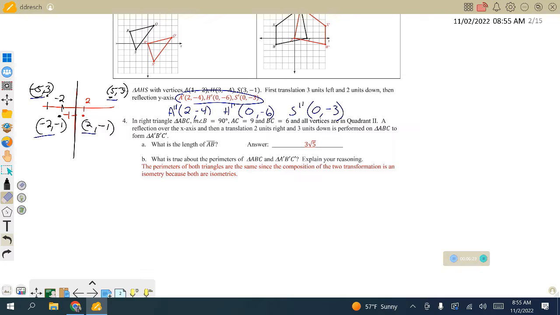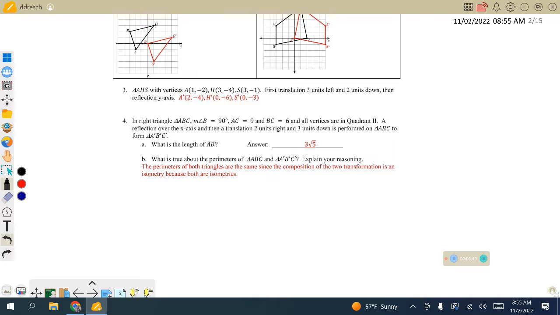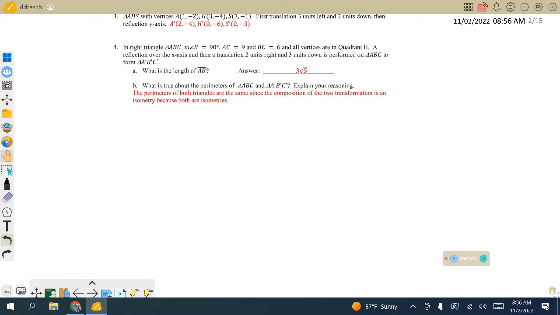Other ones anybody's got? This is your time to ask. Is that your hand up, Andrew? Number 4? Sure. Number 4, take a minute, let's read through number 4. In the right triangle, triangle ABC, angle B is 90 degrees, AC is 9, BC is 6. And it then says all the vertices are in quadrant 2. If it's helpful for you, maybe go through and sketch out that picture. Is it necessary? Not always, but it might be helpful here.